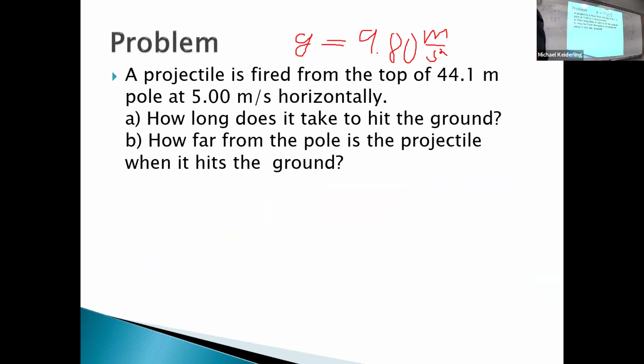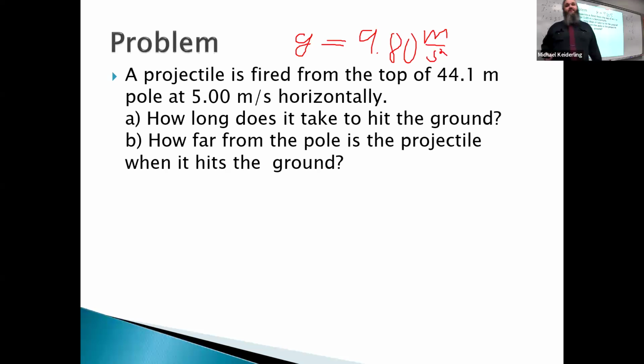And so here, if a projectile gets fired from the top of a 44.1 meter pole at 5 meters per second horizontally, we want to find out how long it takes to hit the ground and how far from the pole the projectile is when it hits the ground.